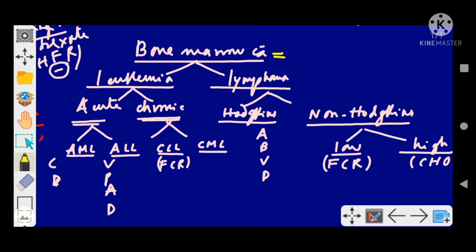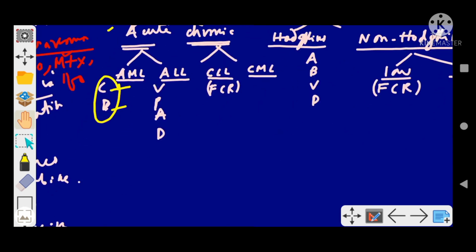So bone marrow cancer, we can divide it into leukemia, lymphoma. Now here again, leukemia may be acute, chronic. Discussing the acute part, there is AML, ALL, acute myeloid and acute lymphoid, right? So for AML, these two drugs, CD. So for C it is cytarabine, and for D it is daunorubicin, right? So these two drugs. So let me write for you. This is cytarabine plus daunorubicin. You can remember as CD. For AML it is CD, cytarabine plus daunorubicin, right?